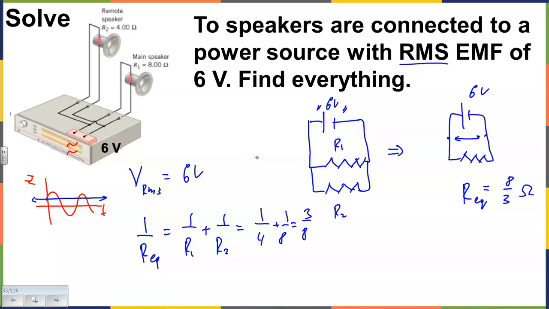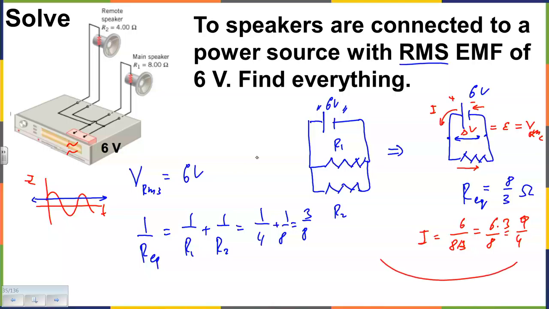6 volts. So as long as we get the simple circuit, one active element, one passive element, that's it. We can start applying Ohm's law immediately, directly, the fastest way to do it. So electric current here, this is my plus, this is my minus. So electric current in this circuit travels counterclockwise. Electric current through my element travels to the right. Electric current through the battery travels to the left. And electric current will be equal to this voltage, which is equal to EMF, which is equal to root mean square RMS, which is equal to 6 divided by the equivalent resistance. So 6 times 3 over 8.